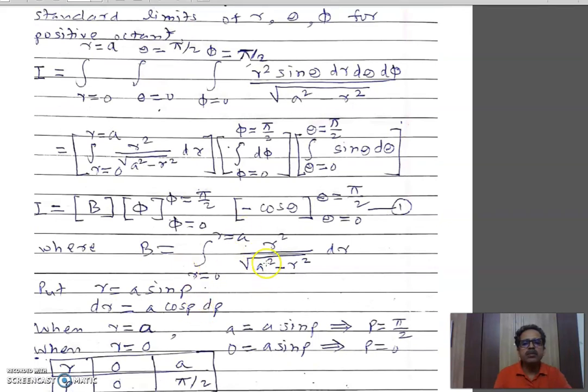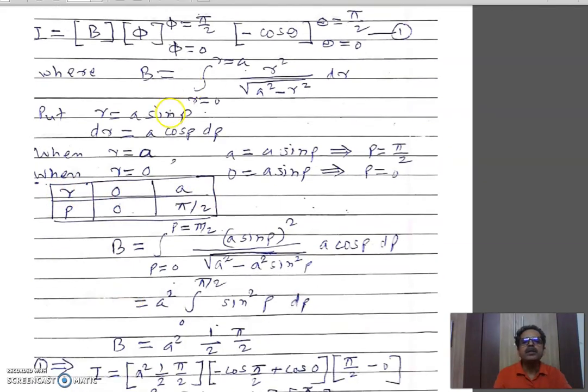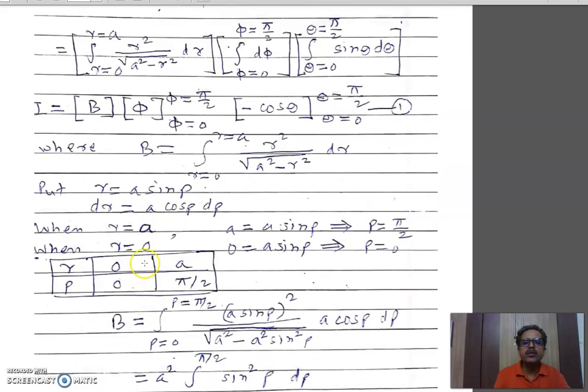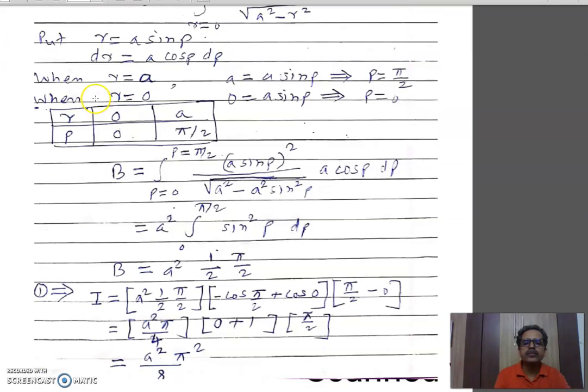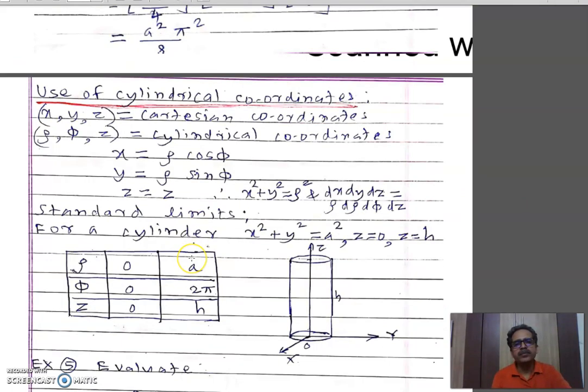So b is this. To simplify this b, we put r equal a sin p, and using the limit of r, we can get the limit of p and convert this integral given by b in terms of p, and when you simplify, when you use the reduction formula, you can get the value of b. Put this value of b in equation 1 here. And further, you simplify the second bracket and third bracket, and simplifying we can get the answer.